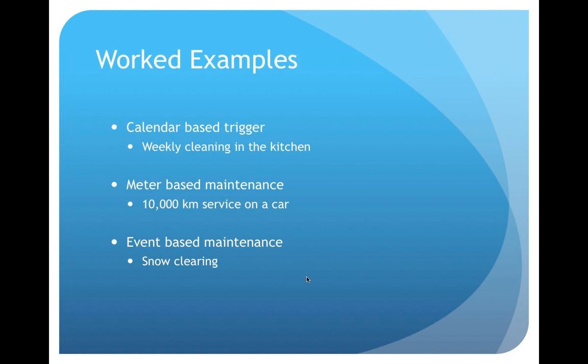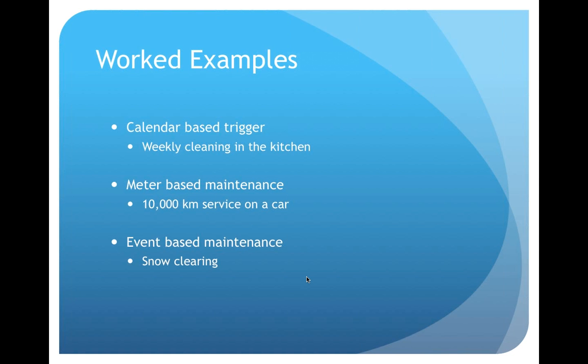So I'm going to go through 3 scheduled maintenance examples today. The first one is going to be a calendar-based trigger. I'm going to do a calendar-based weekly clean in the kitchen in my house. The second one will be a 10,000 kilometre service on a car. And the third one will be snow clearing on a driveway at my house. So hopefully these are simple enough examples that you can understand the motivation for me to do it.